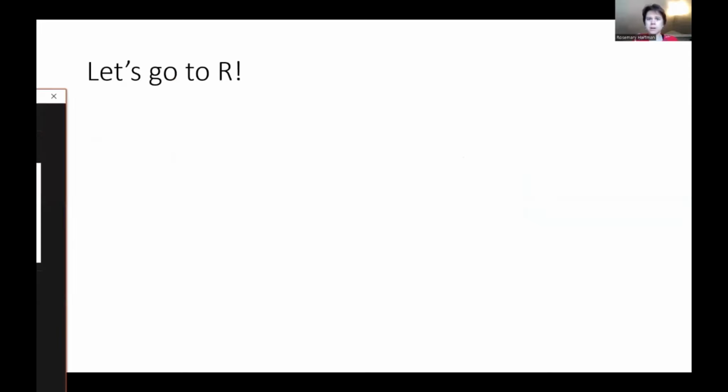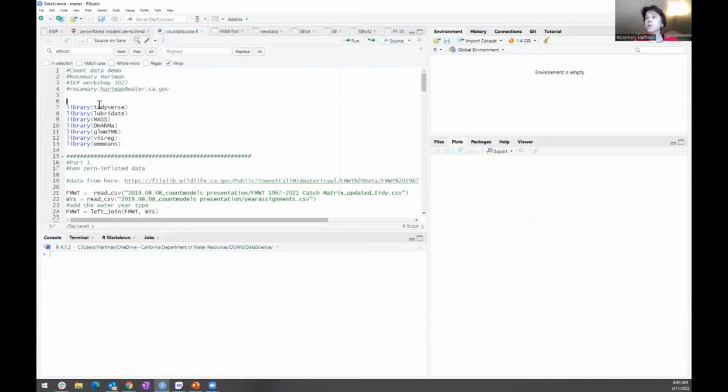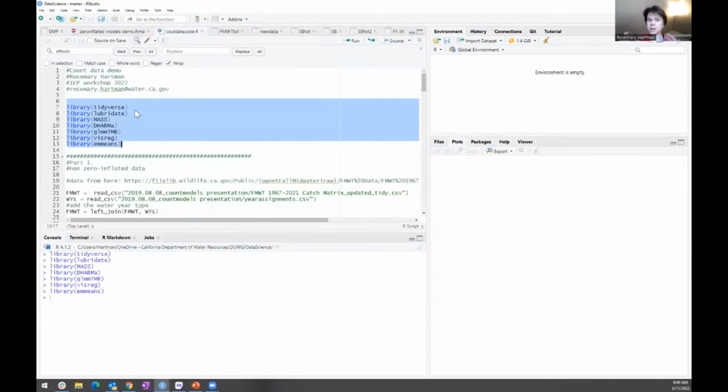Let's go to R real quick. And we can actually do a demo. So we're going to load some packages here. Tidyverse and Lubridate are just ones to make the data manipulation easier. MASS we'll need for the negative binomial distribution, and these others will be to help us interpret the results.